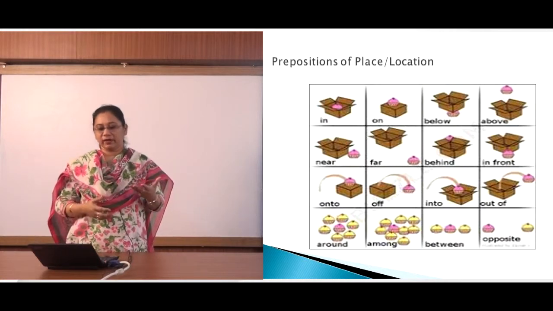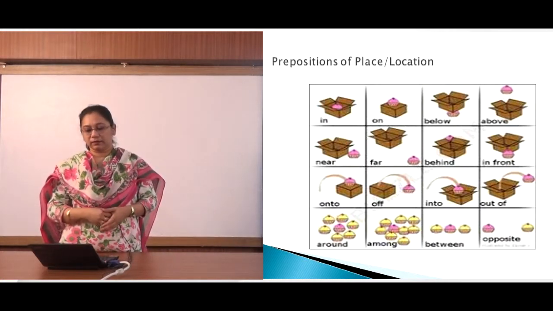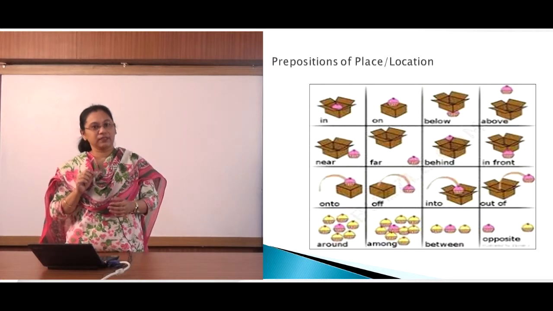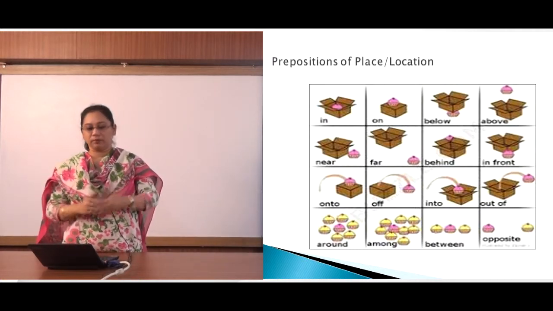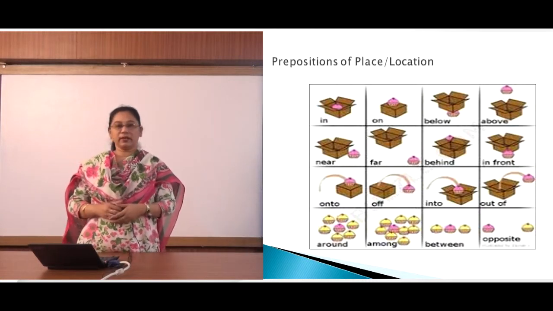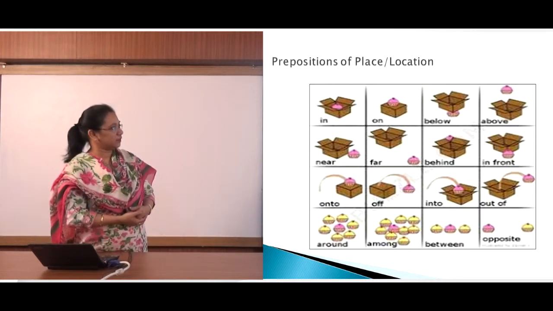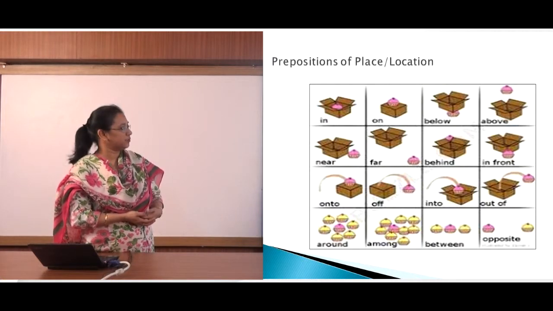In the next picture, you find it somewhere near the box. The next picture shows you how far the cake is from the box. It is at a distance, so how far is it located, how far is it placed from the box. Then you can have it placed behind the box, and so on. So some of these are similar to the ones that I showed you with regard to spatial relationships.